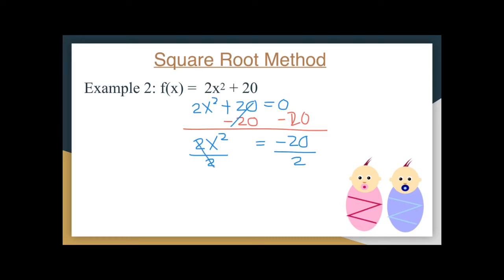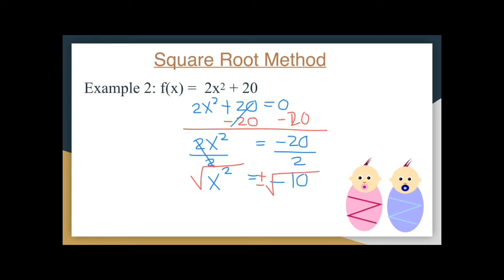So 2 and 2 is 1. So what is left here is x squared equals negative 10. Once you have x squared and a specific value on the right side, we can now extract the square root of both sides. Take note, when extracting the square root of a number, you need to normally put a plus or minus sign before the square root sign.